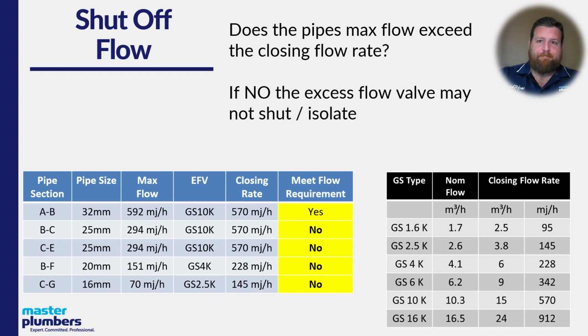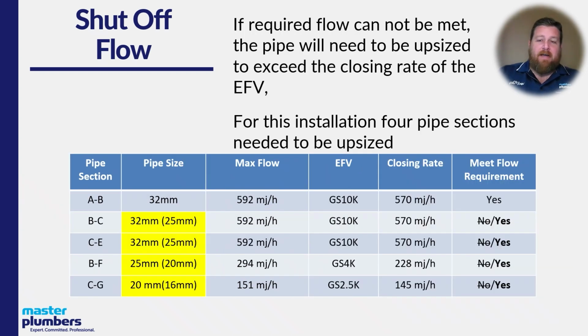So what's the answer? Upsize. We know that we couldn't meet the flow requirements for those valves on 4 of those piping sections. Now, we can't reduce the valve size because those valves have been sized according to the requirements for the appliances. So pipe section B to C and C to E that were previously 25 mil are now 32, and we know that that has a max flow of 592 megajoules an hour, which is going to close the 10 cubic metre an hour valve, which requires 570.